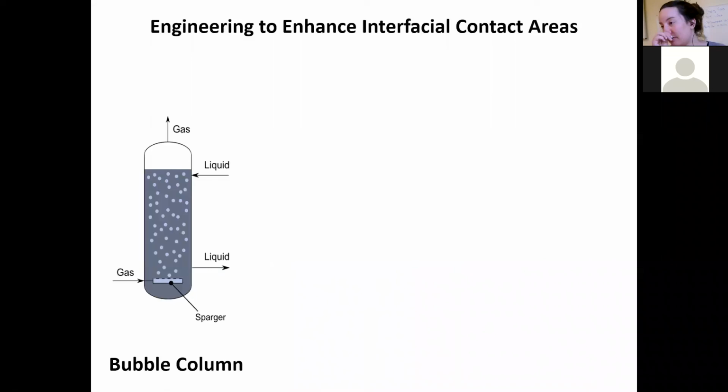Okay, there are some different devices that can be used then to contact gases and liquids. For instance, a bubble column is simply a column filled with this liquid, and the gas is introduced through a sparger at the bottom of the column and rises up through the liquid, reacting with the liquid. And I have several bubble columns in my lab.